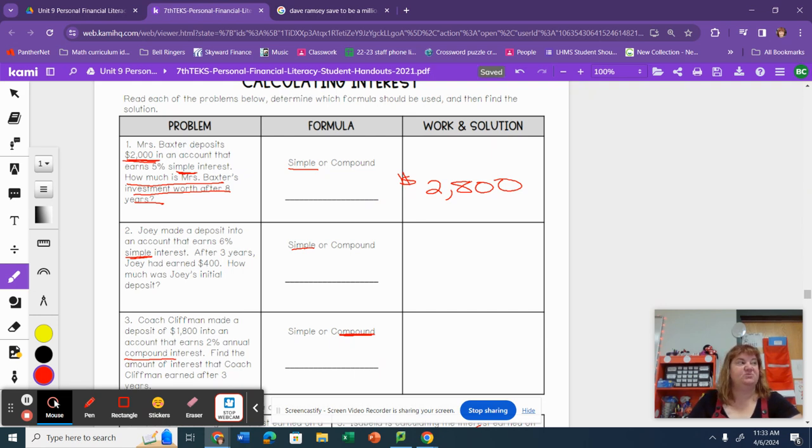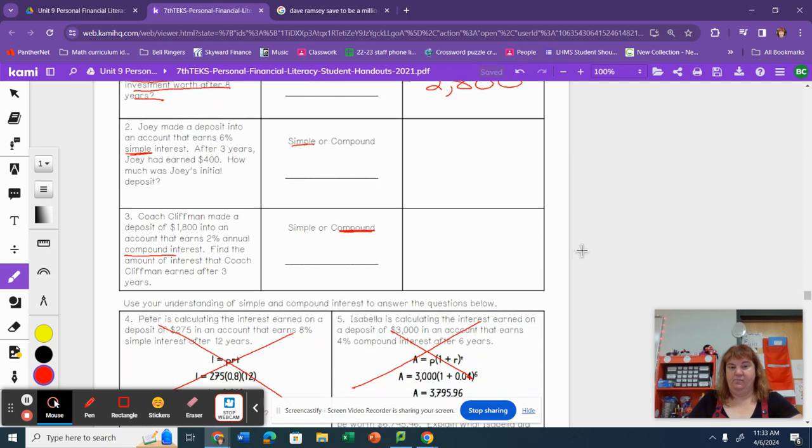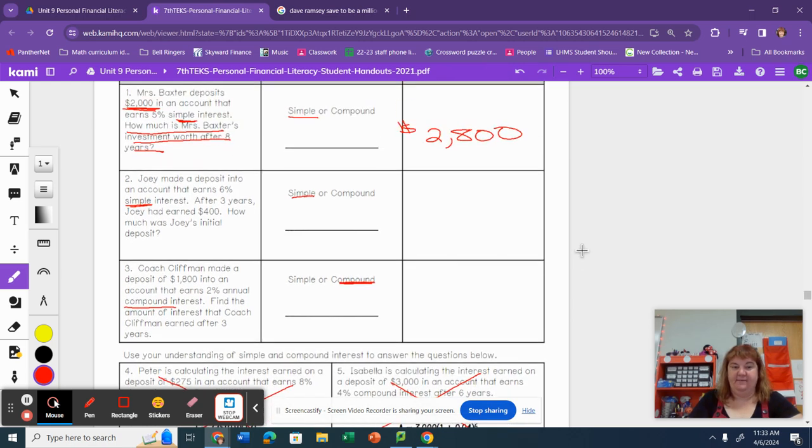Okay, so this next one, you try it. And on this one, remember, on your formula, you're looking for P. P equals. So you should have gotten 2,222. That's a lot of twos.